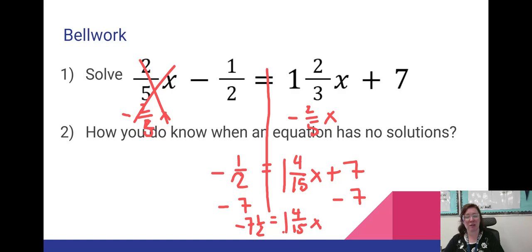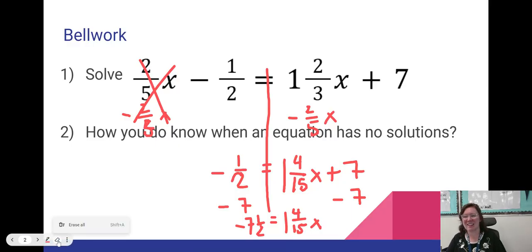And now we have 1 and 4/15 times x. The opposite of multiply is divide. So negative 7.5 divided by 1 and 4/15, which just sounds crazy, but in the end you can solve it. You get negative 5 and 35 over 38. So there you go, that's that one.